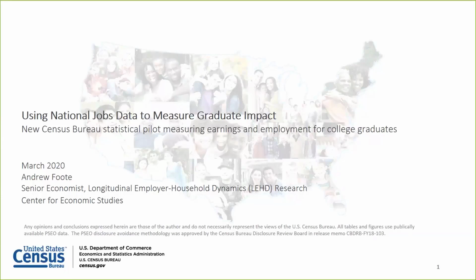Until recently, very little information was known about earnings and employment outcomes of college graduates, especially by field of study. In 2018, Census released a new experimental data product called Post-Secondary Employment Outcomes, or PSEO. Users of this data can see how much graduates earn over time, as well as where graduates are employed and in what industry. In this webinar, Andrew Foote discusses the creation of the product, the measurement concepts, and plans for the future of PSEO moving forward.